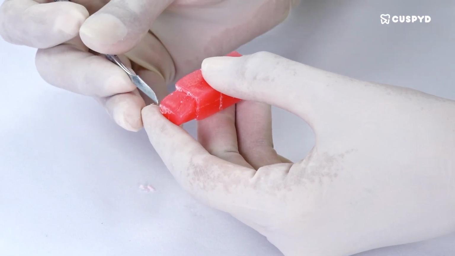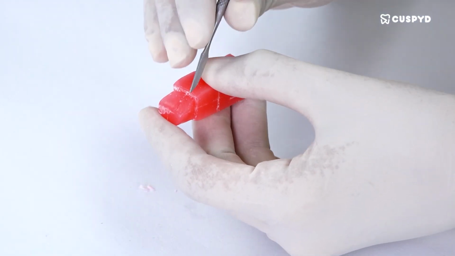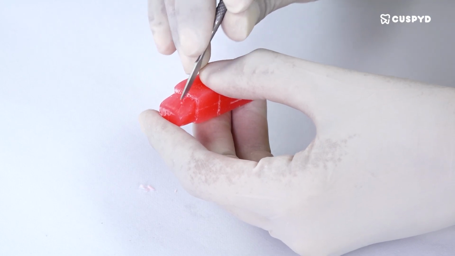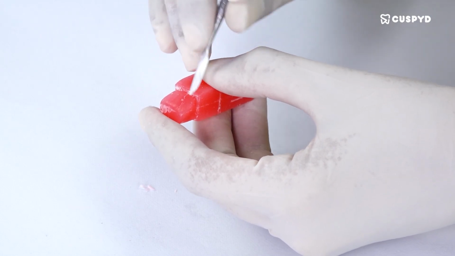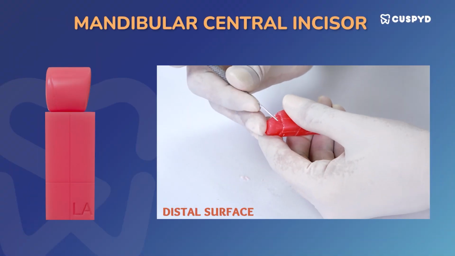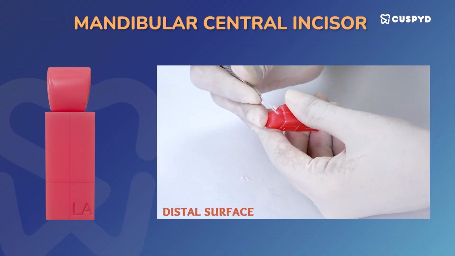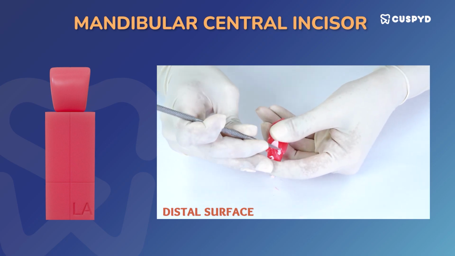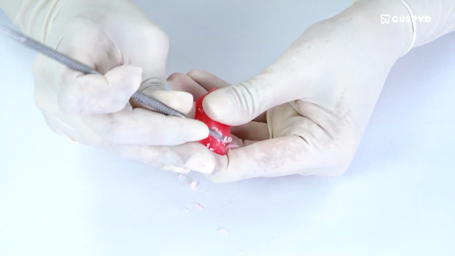So now you can see the line that I had drawn. I have removed all the wax beyond that line. Same I will proceed for the other side. So this is the line of the crown that I have drawn. All the wax beyond the line I shall be removing. So I will be removing all the wax in the cervical area first, and then gradually extend to the incisal area.